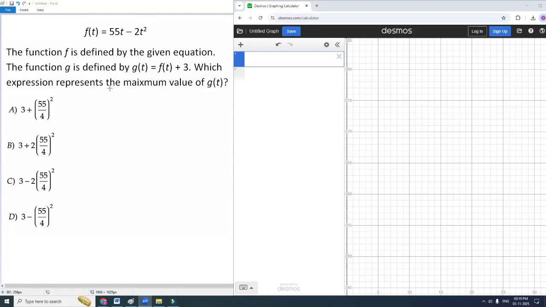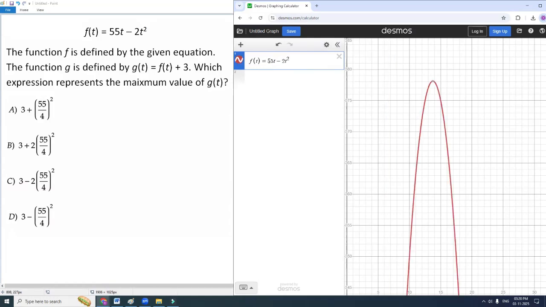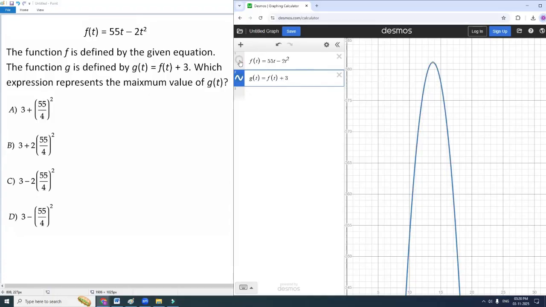Okay, in the given answer choices, I have to find the one which represents the maximum value of g of t. Now we can use Desmos to solve this problem easily. Let me give the first function f of t as the input in Desmos. That is f of t equals 55t minus 2t squared. Now let me take the function g of t as input. That is g of t equals f of t plus 3. Now let me add the graph of f of t because we need the graph of g of t.